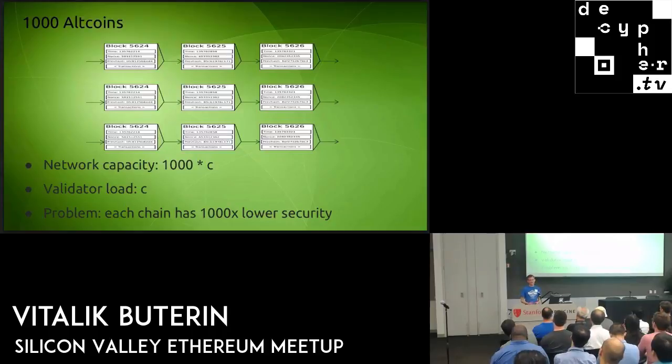So this is technically a scaling solution, right? And it gives you a network capacity of 1,000 times C. The validator load is only C, because every user only really needs to be a node on one blockchain, and each individual blockchain is still only going to have O of C capacity. The problem is that each and every one of these chains is going to have 1,000 times lower security. If you look at Trump Coin, the market cap is something like $600,000. Probably any single one of you could, if you really wanted to, afford to personally run a 51% attack on their blockchain. So this is the second approach.